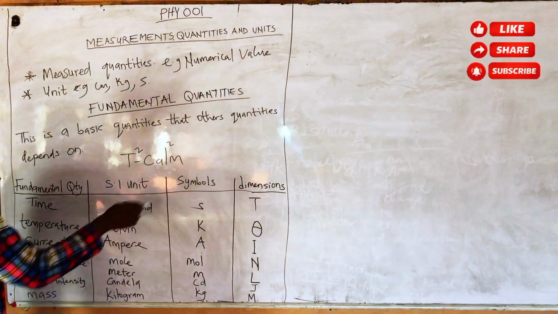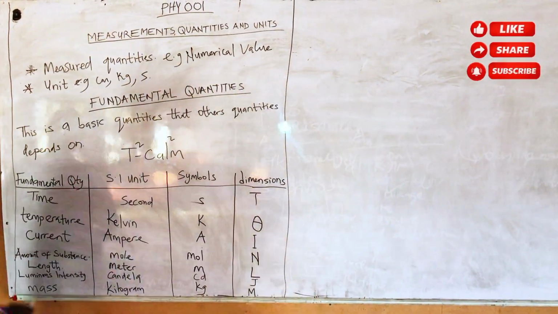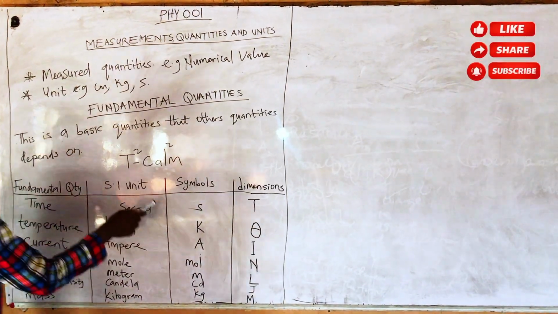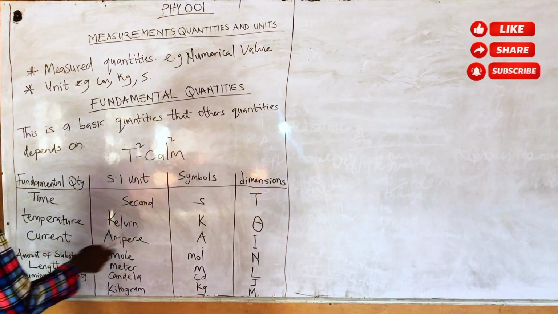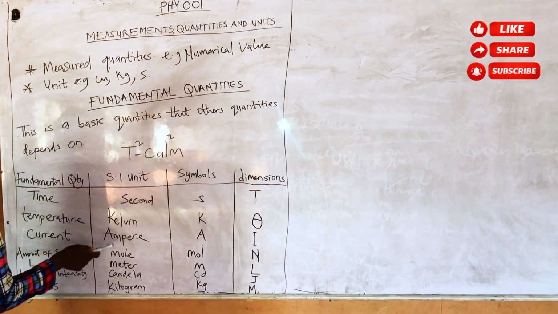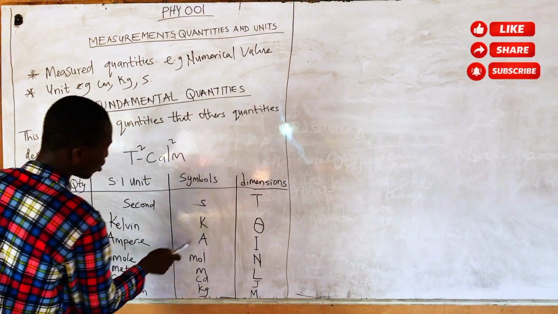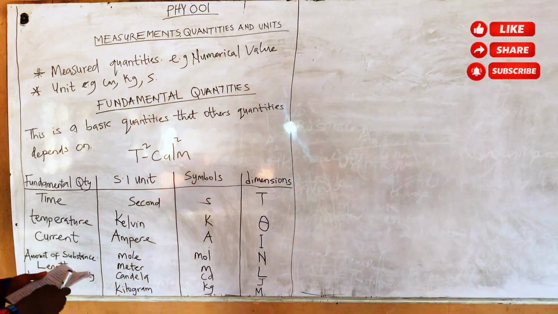We have temperature, that's Kelvin. The symbol is K. The dimension is theta. We have current. The SI unit is what? Ampere. The symbol is A. The dimension is I. These are the fundamental quantities.